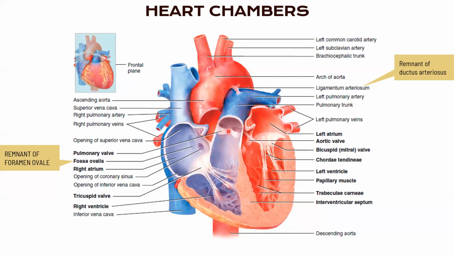Here is your pulmonary valve. Your pulmonary valve looks like semilunar or half crescent moons, okay? That's why your pulmonary valve and your aortic valve are your semilunar valves. Your tricuspid and mitral valves are your atrioventricular valves because they are located in between the atria and the ventricles.